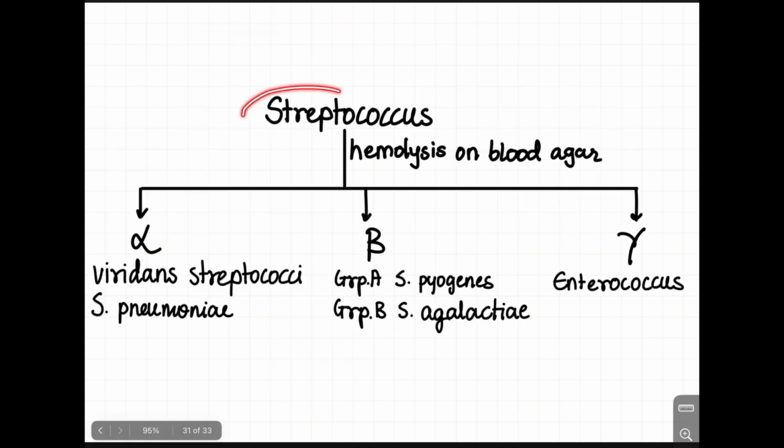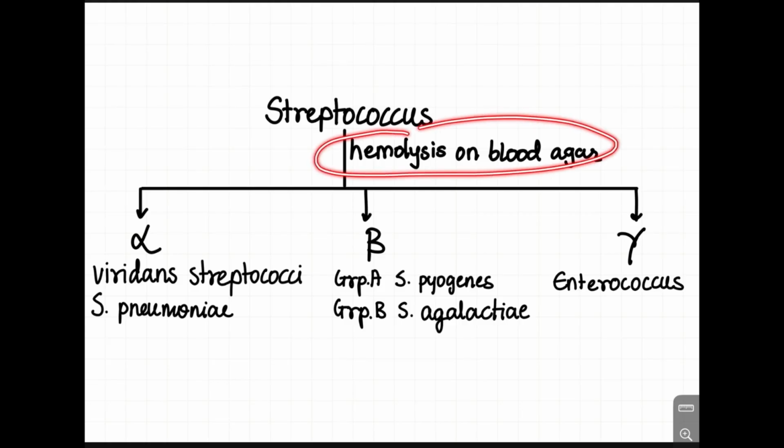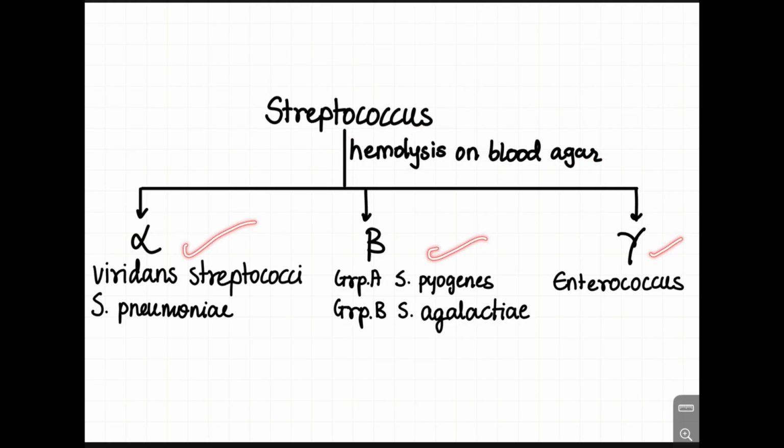For example, the Streptococcaceae family, basically Streptococcus, on the basis of hemolysis on the blood agar, is divided into alpha, beta and gamma. So alpha hemolytic is Viridans streptococci and Streptococcus pneumoniae. Beta hemolytic is further divided into 20 groups, but the more common are group A, that is S. pyogenes, and group B, that is S. agalactiae, and gamma hemolytic, that is Enterococcus.